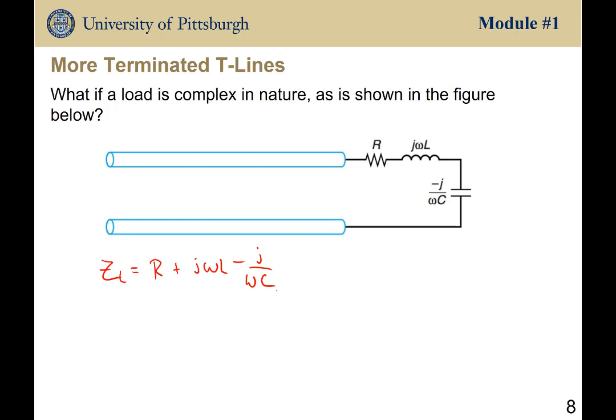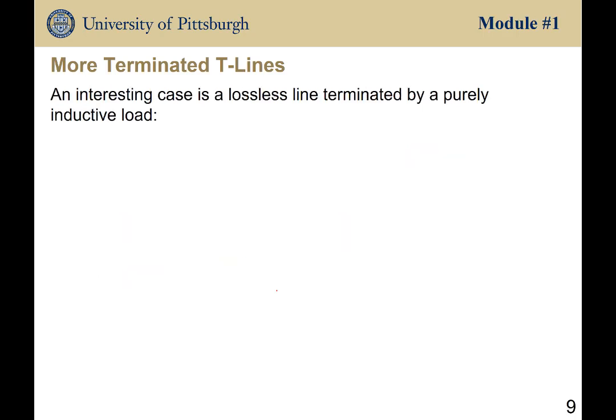So this shows us that we have a complex load. Depending on whether it is purely resistive, purely inductive, purely capacitive, or a mix of both, it behaves in a different way. So let's take at least one case. What if it's terminated by a purely inductive load? That means R is equal to 0, and we have no capacitive component either.